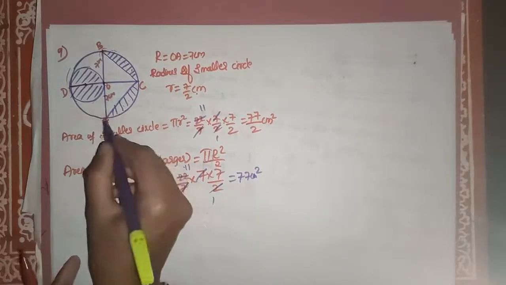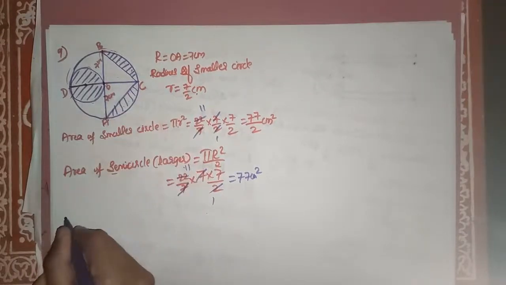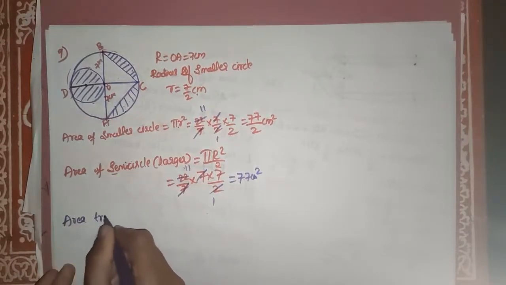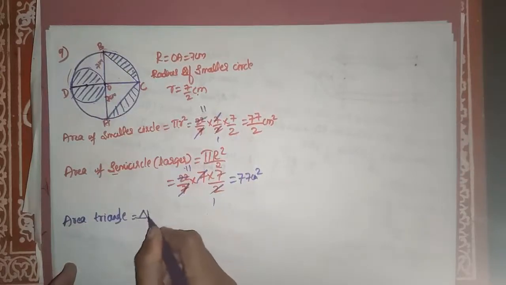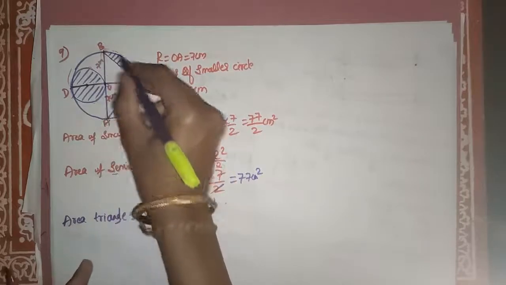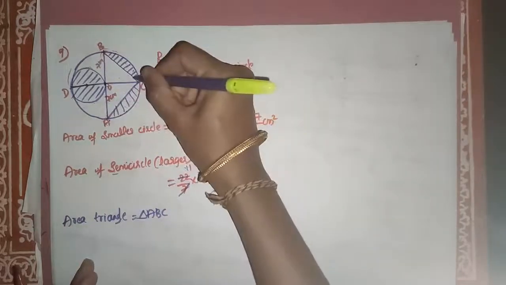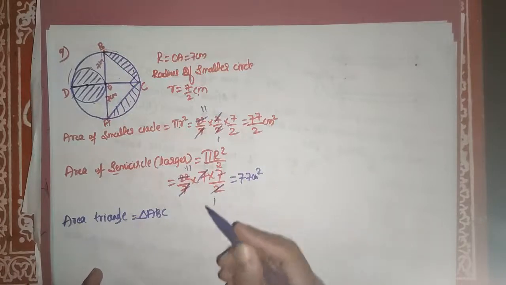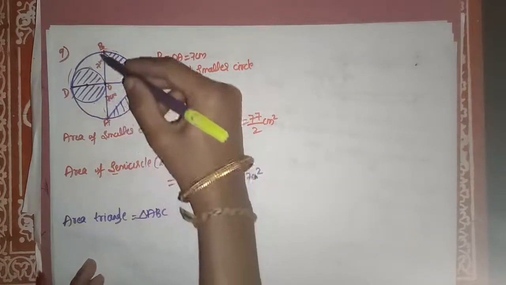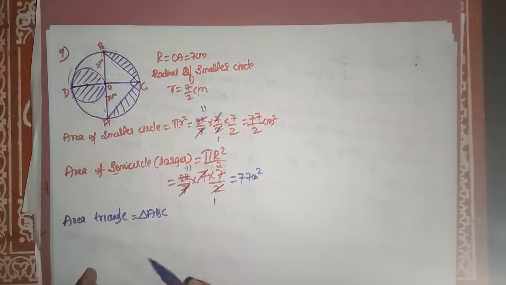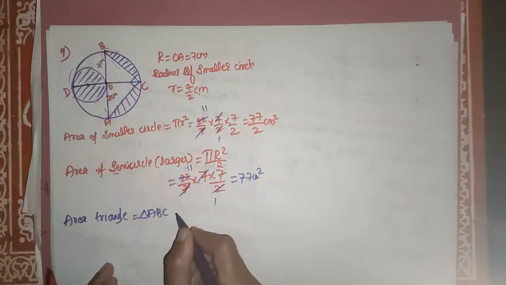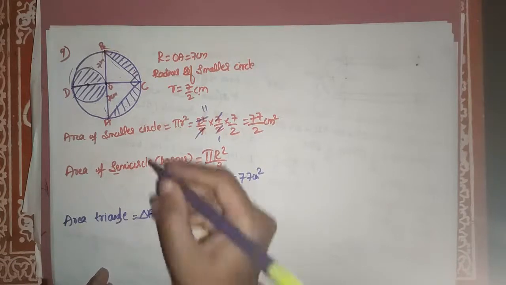So now in the semicircle we need to remove the triangle. Okay, area of triangle. Which triangle? ABC. So here the ABC, this is in the semicircle, it forms an angle of 90 degrees. Okay, the angle which forms in a semicircle is always 90 degrees. So here we can easily find out by using Pythagoras, you can use.